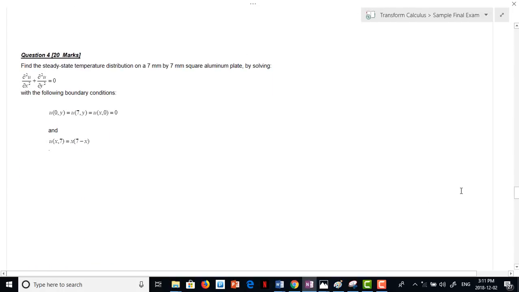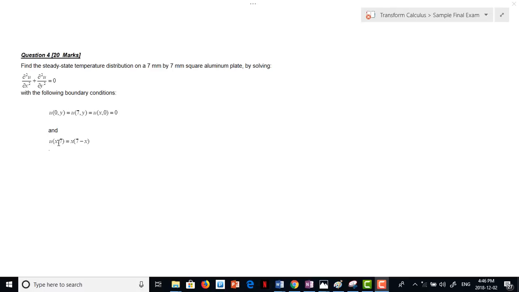In the fourth question, we want to find the steady state temperature distribution on a 7 millimeter by 7 millimeter square aluminum plate by solving the given problem. In fact, in this problem, you want to solve a Laplace equation: second derivative of u with respect to x plus second derivative of u with respect to y is equal to 0, and the boundary conditions are given. So u at 0 and y is equal to 0, u at 7 and y is equal to 0, u of x and 0 is equal to 0, and finally u of x and 7 is equal to x times (7 minus x). Let's solve the problem.